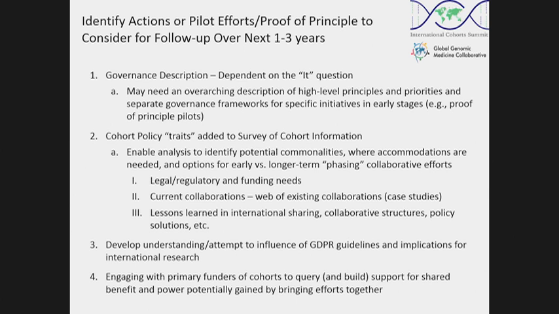Something else we thought we really needed in order to help contribute to the "what can we do" prospect would be to add some information on the policy questions to the survey of cohort information that's already been collected. So, specific questions around legal and regulatory frameworks or challenges for each specific cohort, since they already exist in an environment. What are their current collaborations, just examples of them, what has worked well from them, are there lessons we can learn so that we don't have to spend time doing something that's maybe already been done quite well.